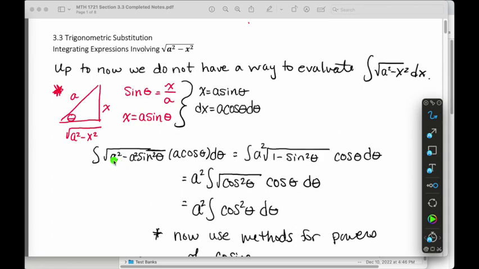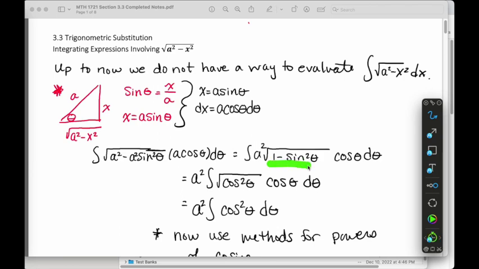If I factor out an a squared from under the square root, that gives me an a squared on the inside, and then in parentheses, I've got 1 minus sine squared. I can pull the a squared out from underneath the square root, and that becomes an a. And when I multiply it with this a here, I'm left with this a squared. Now, underneath here, I'm left with the square root of 1 minus sine squared, and that's this here. And then I'm left with cosine theta d theta, that's here.